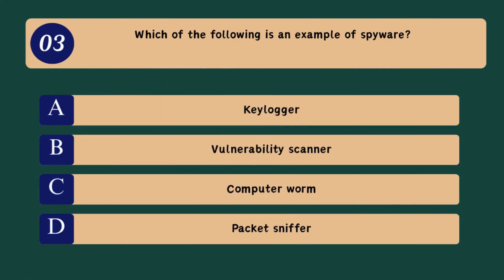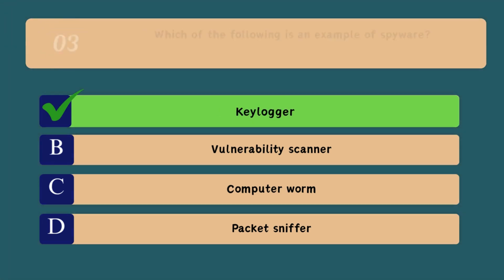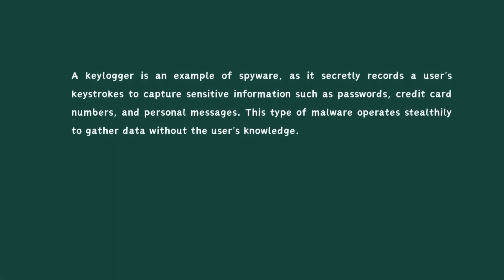Question 3. Which of the following is an example of spyware? A. Keylogger. B. Vulnerability scanner. C. Computer worm. D. Packet sniffer. Correct answer. A. Keylogger. A keylogger is an example of spyware, as it secretly records a user's keystrokes to capture sensitive information such as passwords, credit card numbers, and personal messages. This type of malware operates stealthily to gather data without the user's knowledge.